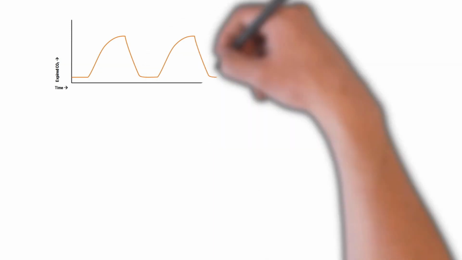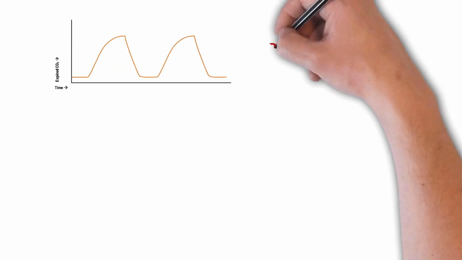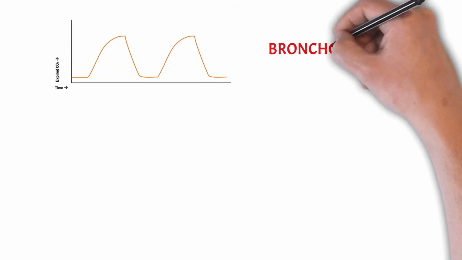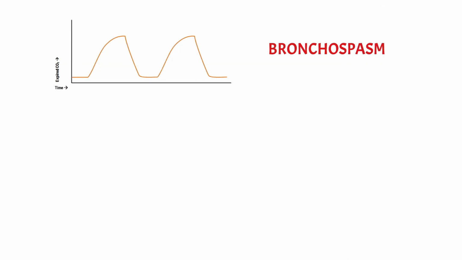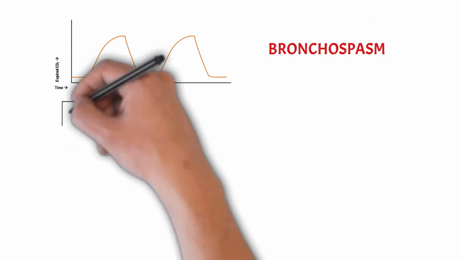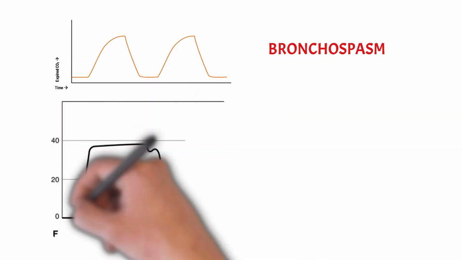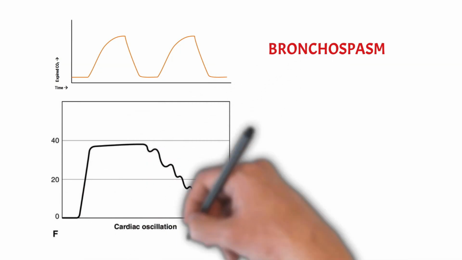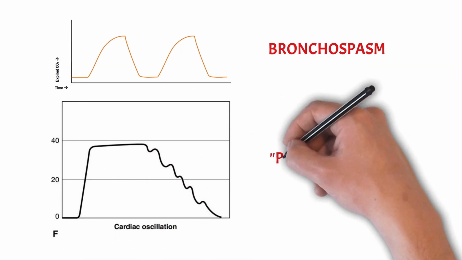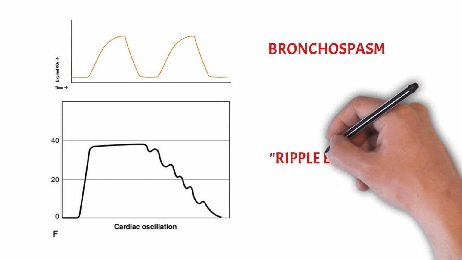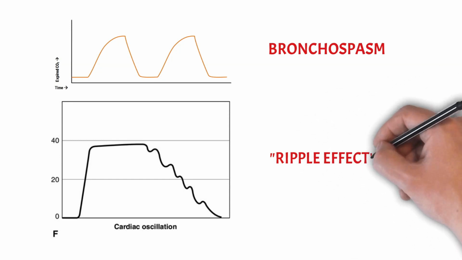Another commonly asked graph in the exam is this. There is a characteristic shark fin appearance, which is pathognomonic of bronchospasm. And in this, there will be oscillations in the later part of the EtCO2, and these are the cardiac oscillations. This is known as the ripple effect.